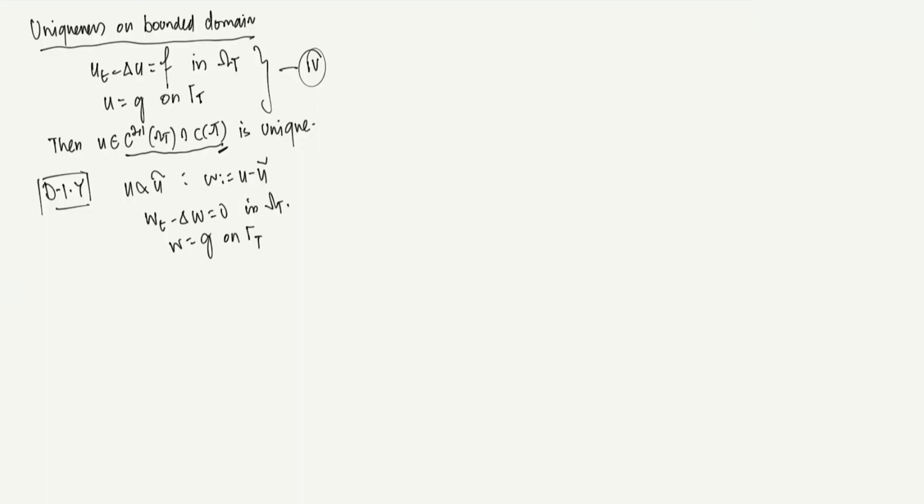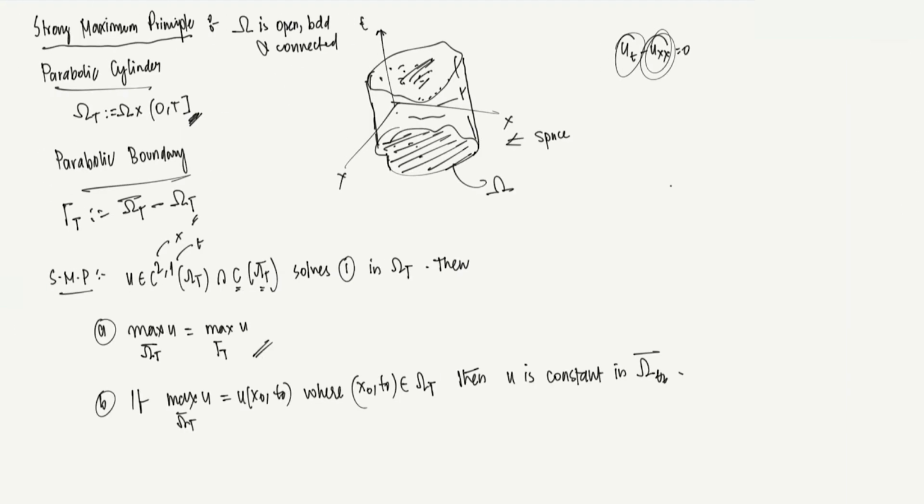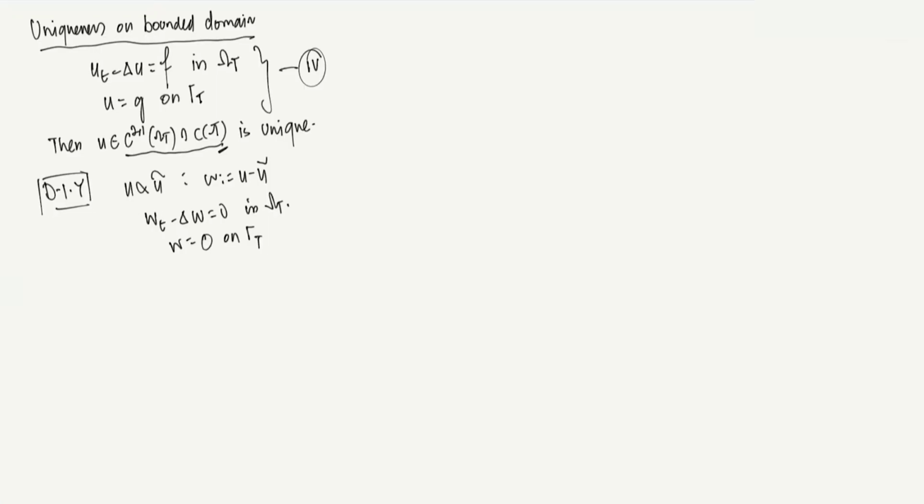Okay, I told you to do it yourself, so I am doing it myself. Now you can do it, right? Use the strong maximal principle. w equals g minus g, which is 0, so w satisfies the heat equation and w is 0 on the boundary. So what does that say? The maximum and the minimum are attained on the boundary. And what are the maximum and minimum? That is 0. So basically w is 0 everywhere, which says that u equals u tilde.